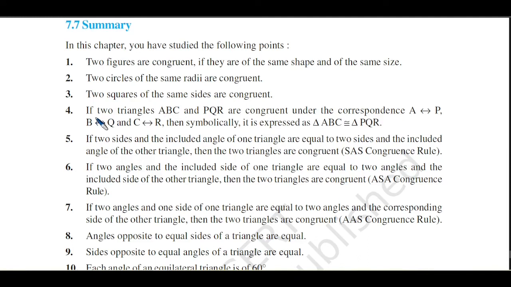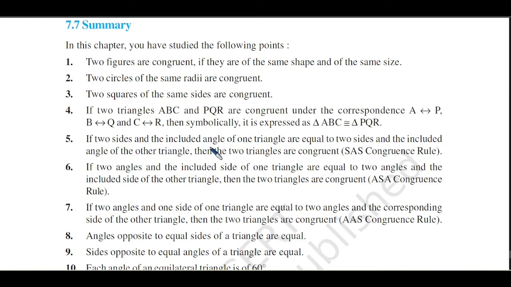If two triangles ABC and PQR are congruent under the correspondence that A corresponds to P, B corresponds to Q, and C corresponds to R, then symbolically it is expressed as triangle ABC is congruent to, this is the symbol, congruent to triangle PQR.